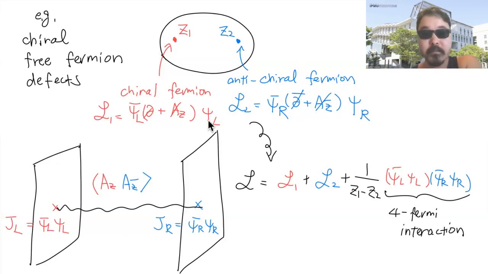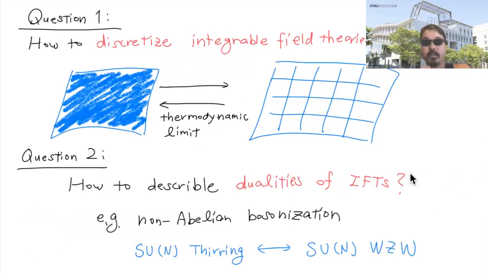The interaction term comes from the J J bar. So the gauge field couples to the current, and there's a J J bar deformation, and then a four-Fermi interaction is generated. So that's how you get the Thirring type models. So this was the story.